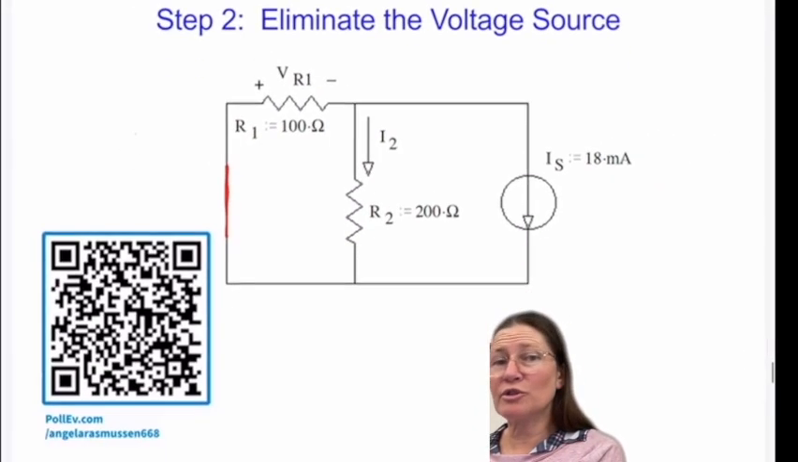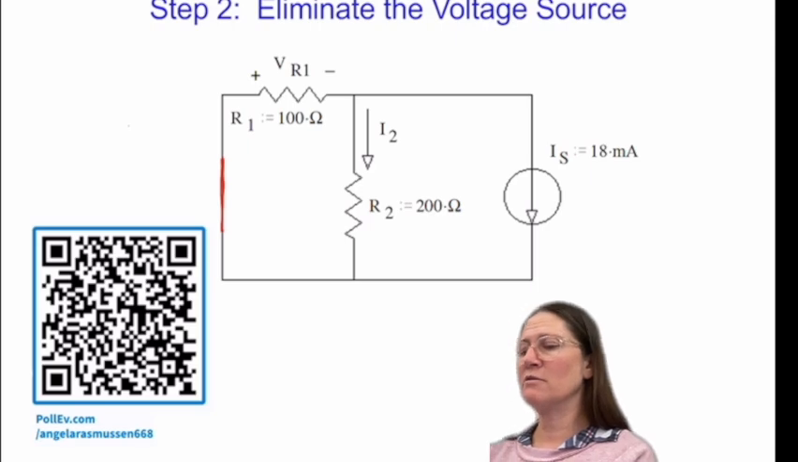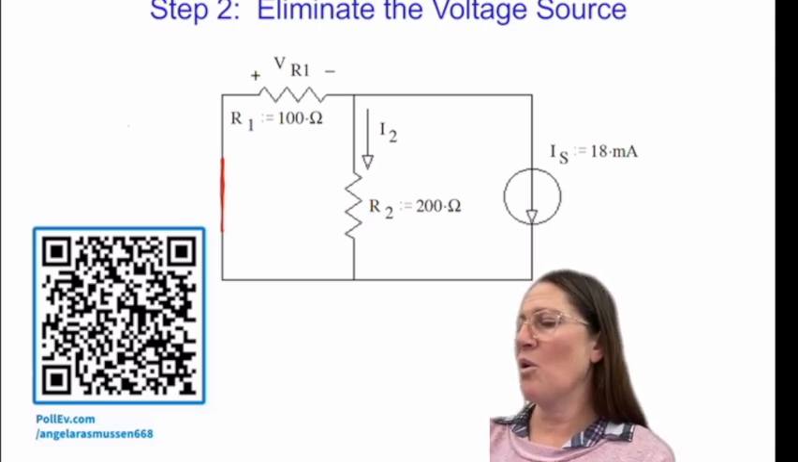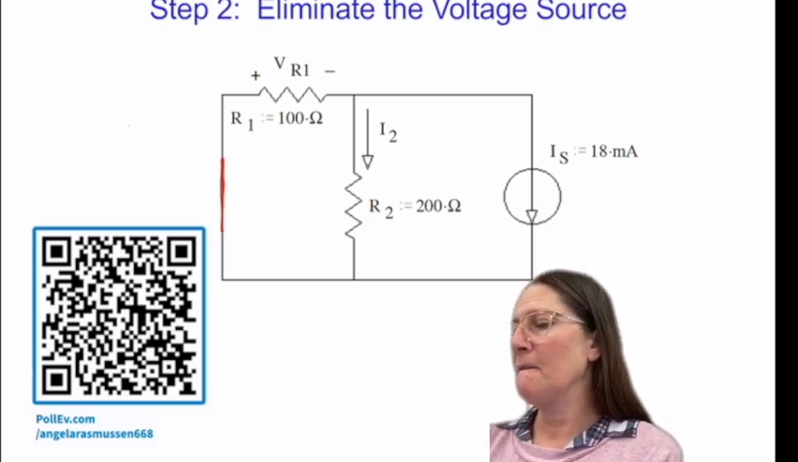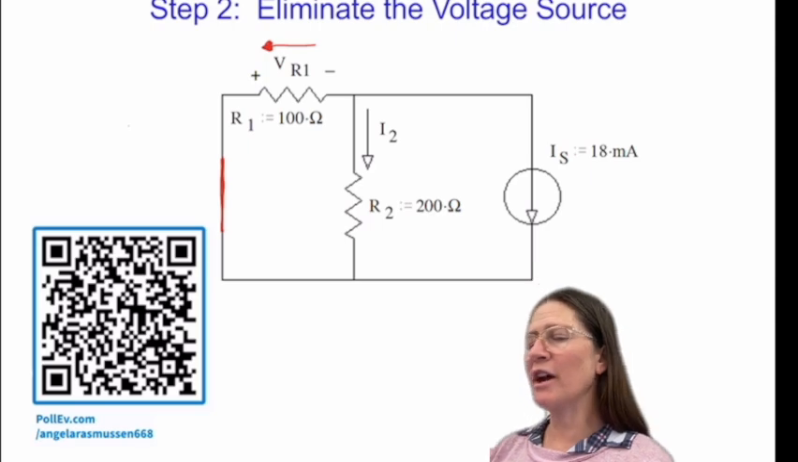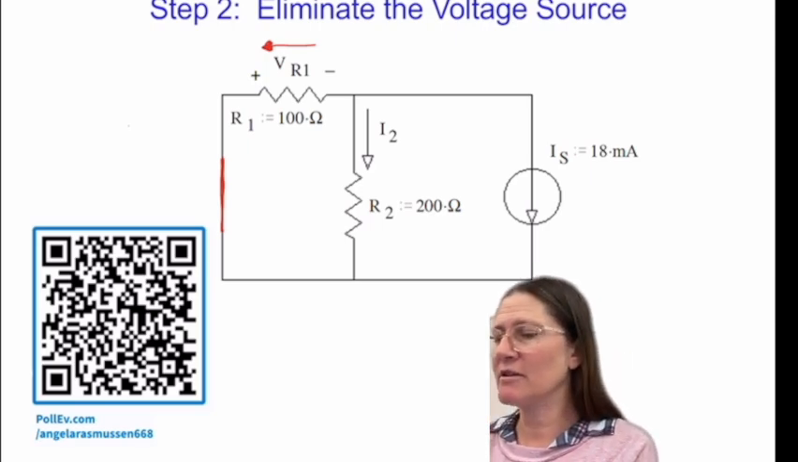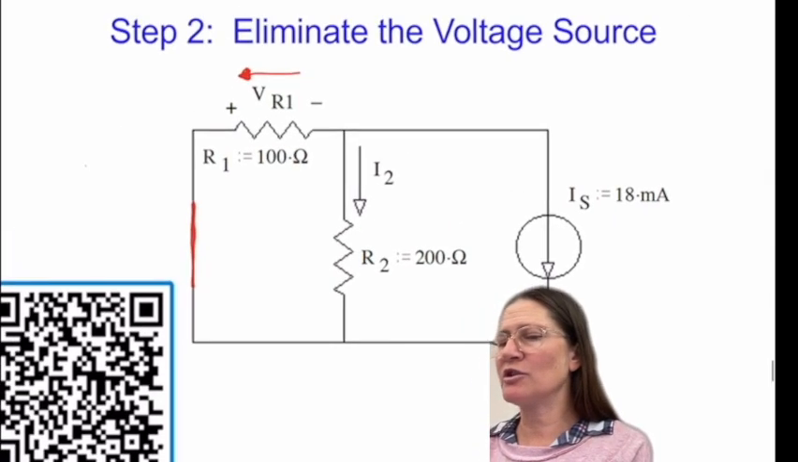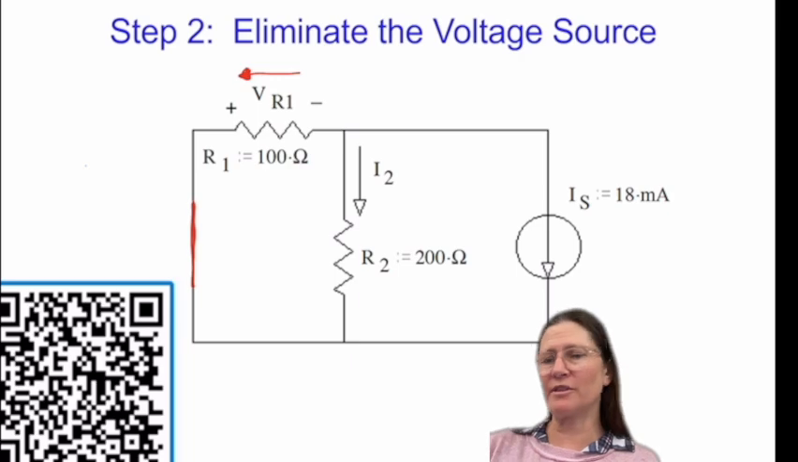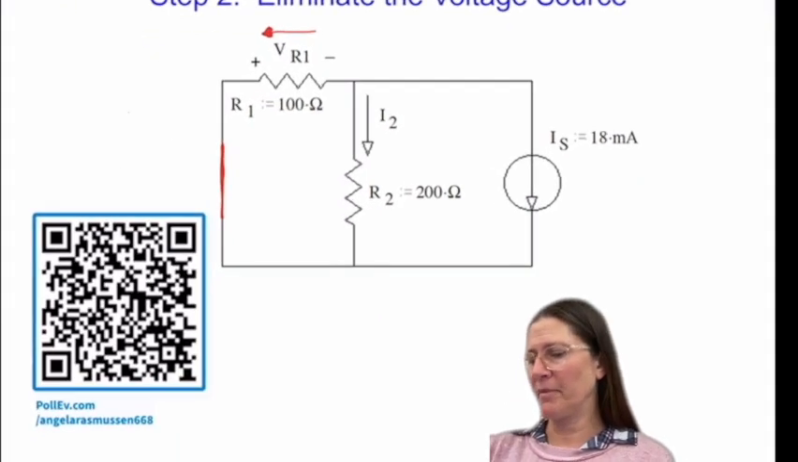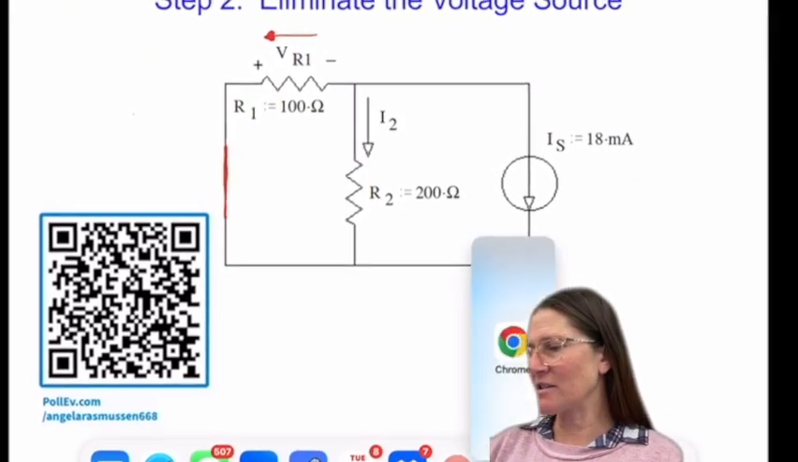So now you could use a current divider if you want, or you can do a summation of current and do a voltage loop around the resistances. So take a second to solve for this one.